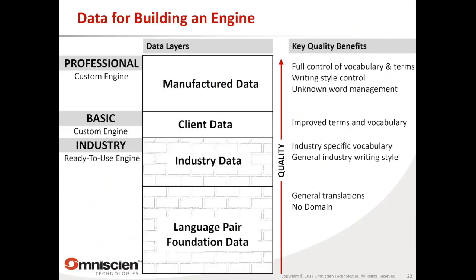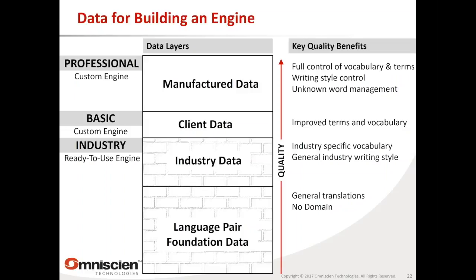So when we build an engine, it doesn't matter whether it's statistical or neural, we start with a language pair foundation. We then add industry data on top of that to build an industry engine. Now, in our platform, we support two types of custom engine. At the moment, SMT is available for both professional and basic, but only professional is available for NMT at this time. We will probably make basic NMT available at a later stage, but not yet.